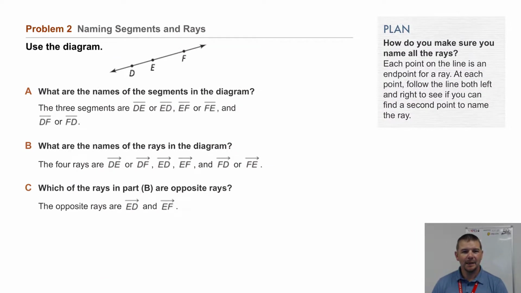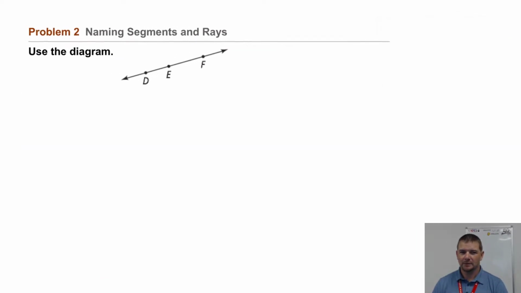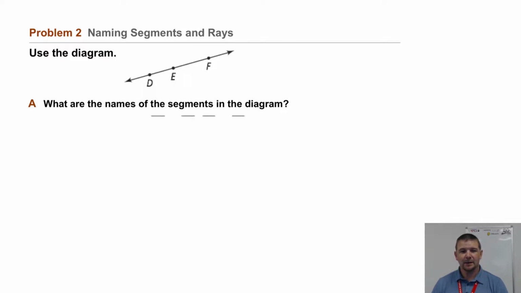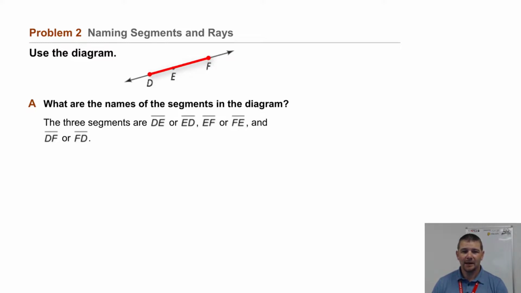Problem 2, naming segments and rays. Use the diagram. Here we have 3 collinear points, D, E, and F. Part A. What are the names of the segments in the diagram? Well, we need to name all of the segments. The 3 segments are segment DE, or ED, segment EF, or FE, and segment DF, which could also be referred to as segment FD.